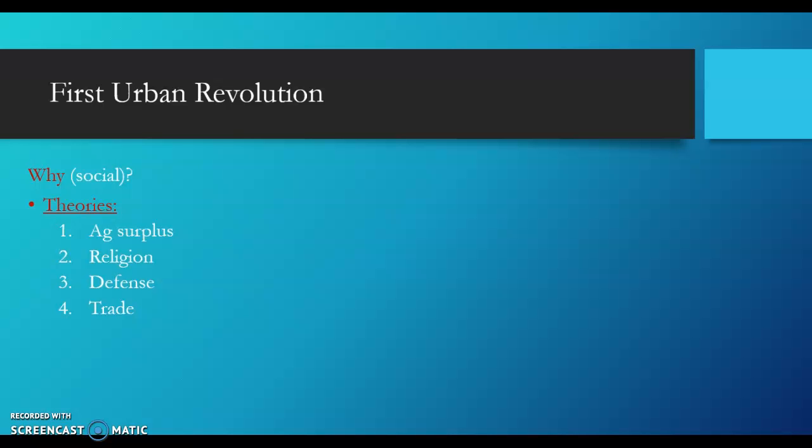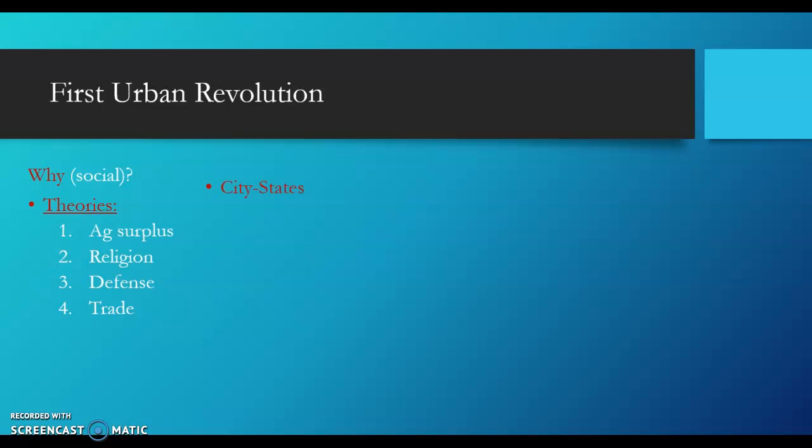And what we recognize is that in nearly all of our early cities, at least 3 or 4 of these are present. So it's a little bit difficult to determine which came first in each example. But again, we do see signs of ag surplus, religion, defense, and trade present in our early cities.